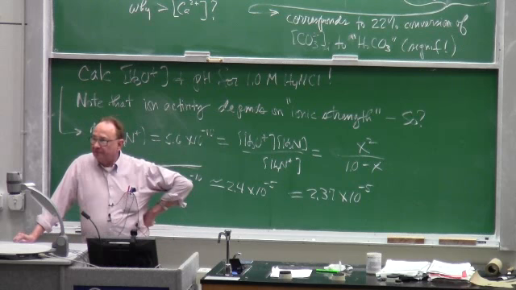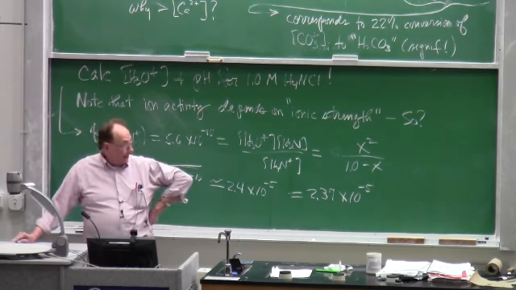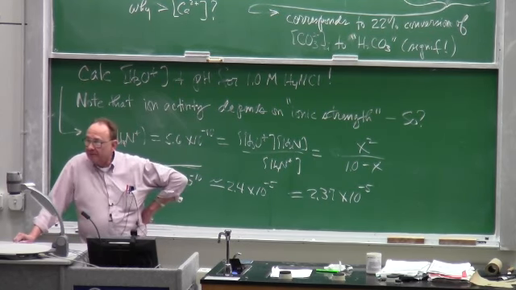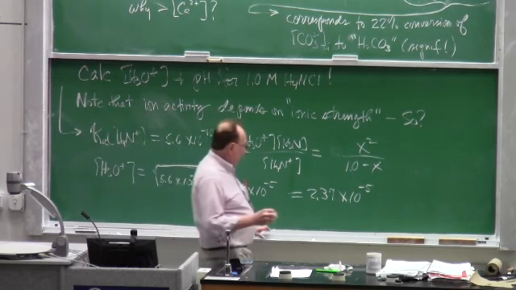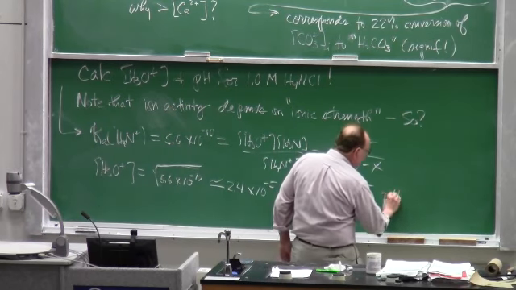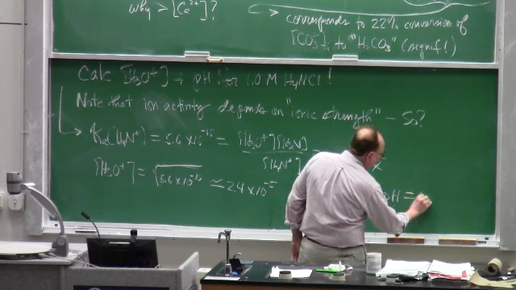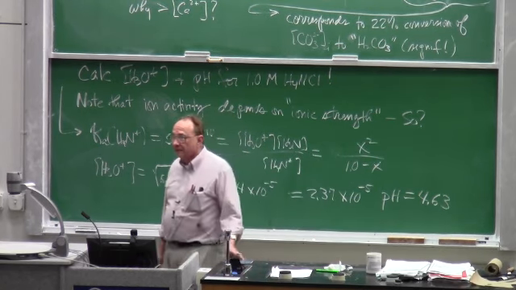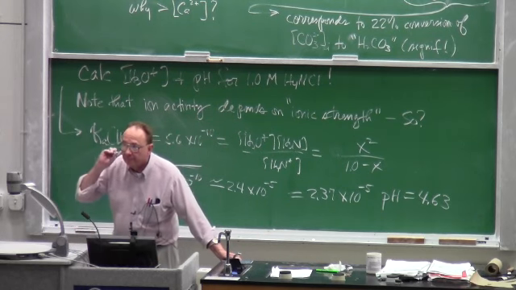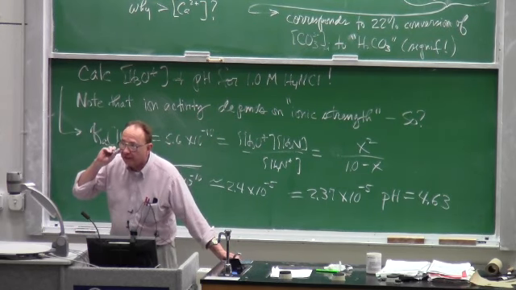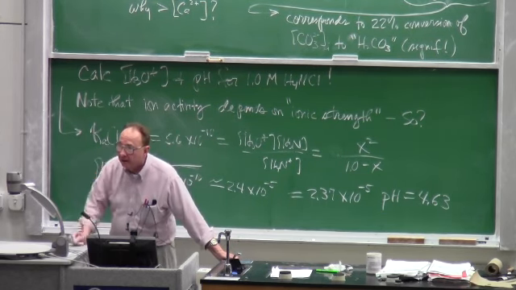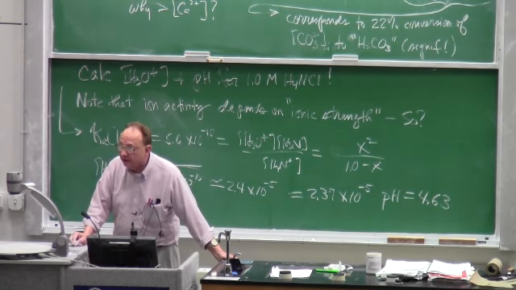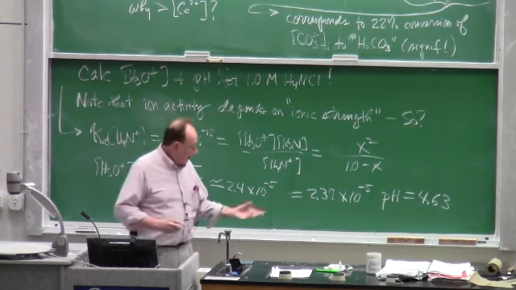Give me a pH for 2.37 times 10 to minus 5. 4.63? Correct, the 2 sig figs? 4.6 what? 4.63, 4.64, what'd you get? 4.63. All right.